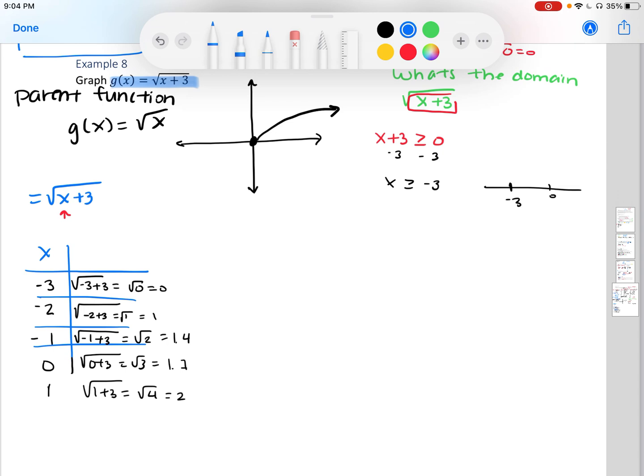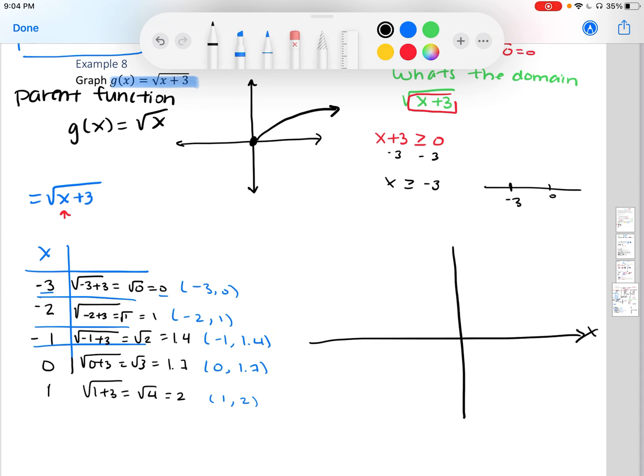So now we have some points we can plot. We have negative 3 and 0, negative 2 and 1, negative 1 and 1.4, 0 and 1.7, and 1 comma 2. Let's plot them in our Cartesian plane. Always label your x and y axes and number them. It looks like we just need to go up to 4 and up to 3, so let's draw 4 tick marks on each one: 1, 2, 3, 4.